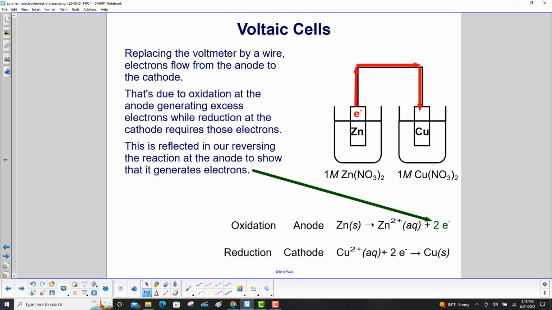We replace the voltmeter by a wire. Electrons flow from the anode to the cathode. That's due to oxidation at the anode generating excess electrons, while reduction at the cathode requires those electrons. That's reflected in our reversing the reaction at the anode, right here. On the previous slide, we showed what it would be like if it was reduction, but since we know it's oxidation now, we reverse the reaction. And it will be generating electrons. The 2e over here, then the cathode picks them up over here.